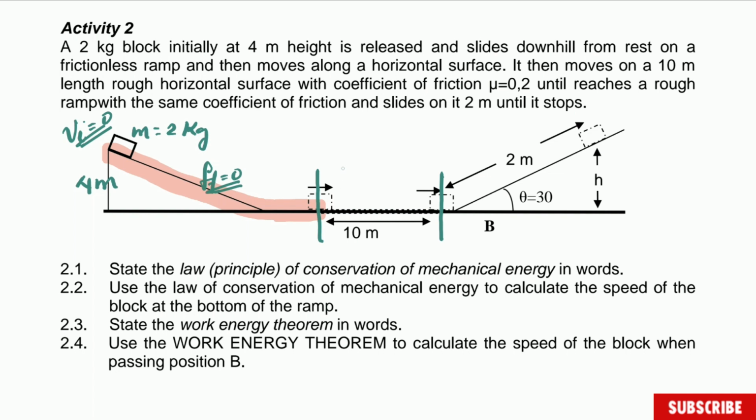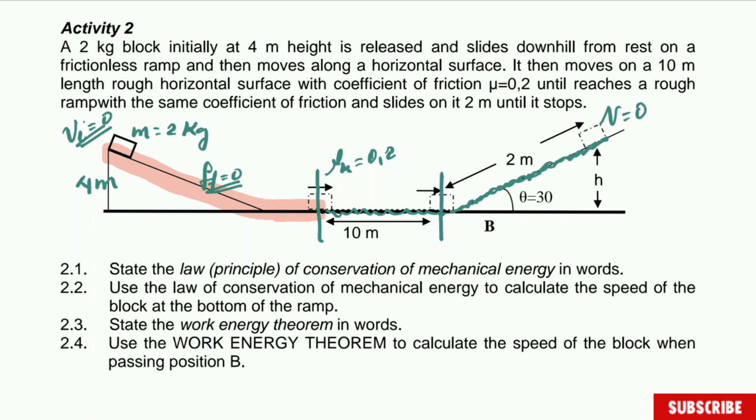The coefficient of kinetic friction there is given to us, which is equal to 0.2, no unit, until it reaches a rough ramp with the same coefficient of friction. So there is also friction, it's rough up until there, with the same coefficient of friction everywhere on that side. It slides 2 meters until it stops. So the speed here is equal to 0. That is what we get there.